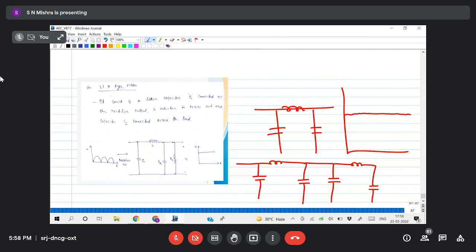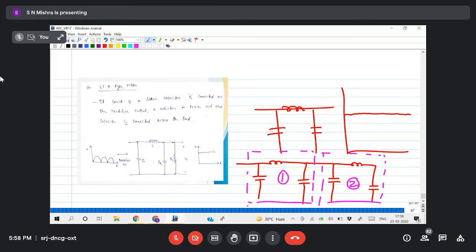So this first one is filter 1, and this is filter 2. This is called cascading of filters. That depends upon the requirement. If you want more and more fine or pure DC, then we can cascade the filter.